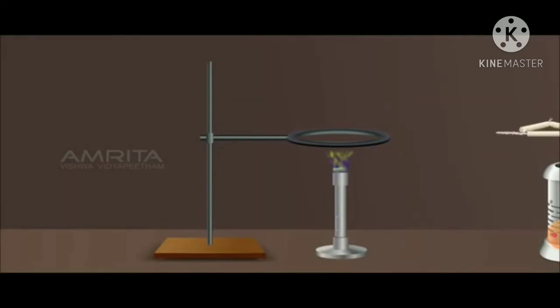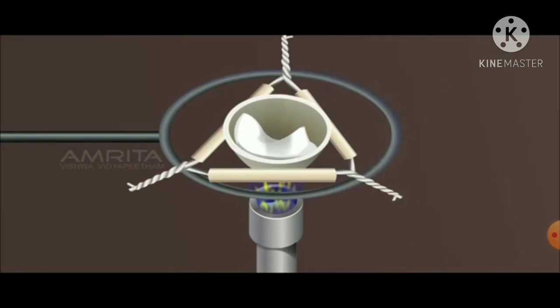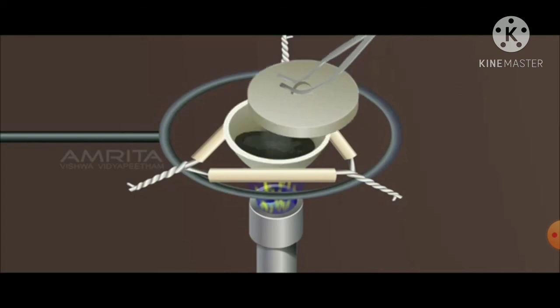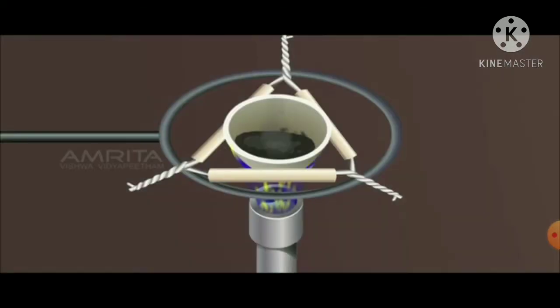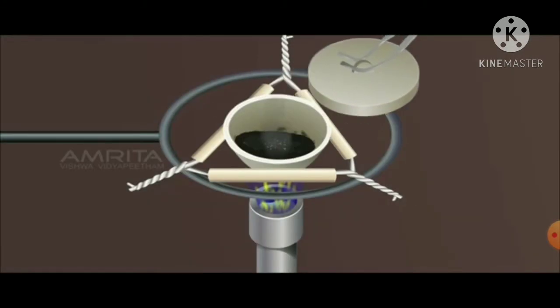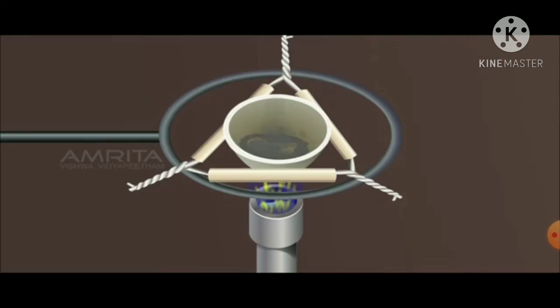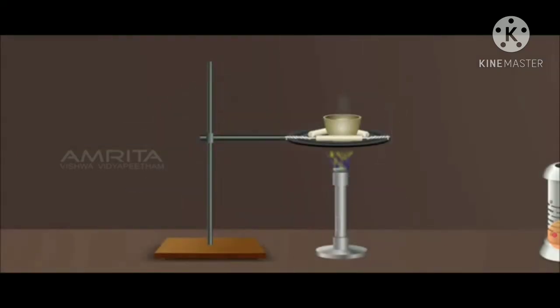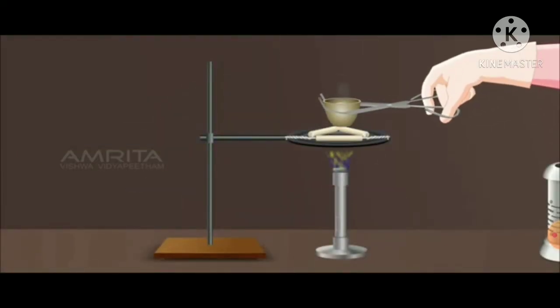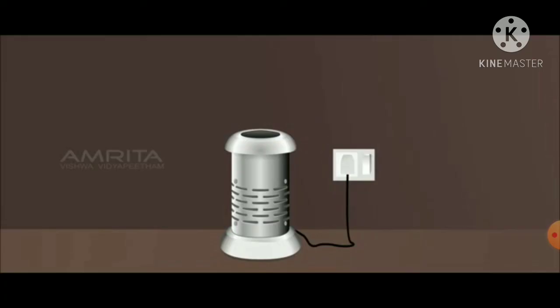Heat the crucible with the help of a triangular stand. When the paper catches fire, it will burn to ashes. Close the crucible with the lid. After some time, we can see a white precipitate. Remove the crucible from the burner. Heat the white precipitate for some time.